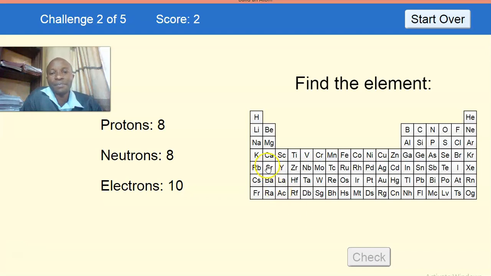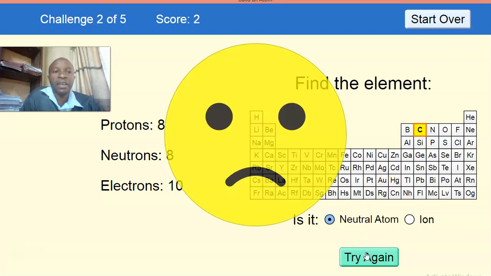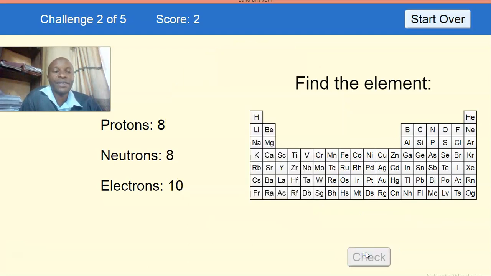So let's make a mistake here and say this is what it is, and this, and then we say okay, and the smiley face is no longer smiling, it doesn't like that, so you can try again. So the games are very interactive, and the students can actually enjoy the process of learning.